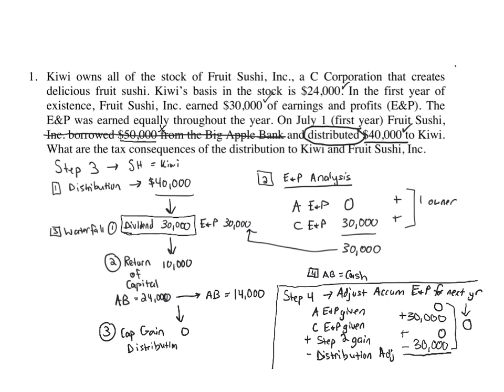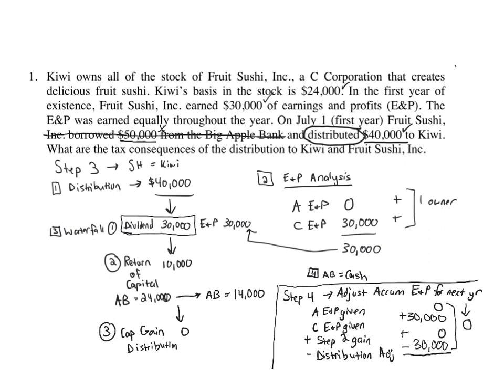So on the exam, you might get this type of problem with either one question or two questions. Let's say you get one question. Let's say I ask you, how much dividend does Kiwi have? You have to do the steps in order. Step 1, step 2, because that's going to affect your current E&P, but you know it's a cash distribution, so you skip right to step 3.